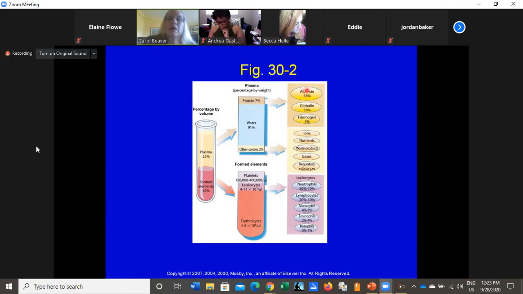So the proteins are the albumin and globulin and fibrinogen. So albumin and globulin are real important proteins.